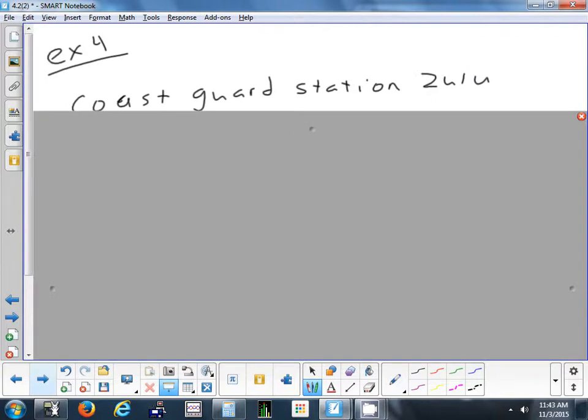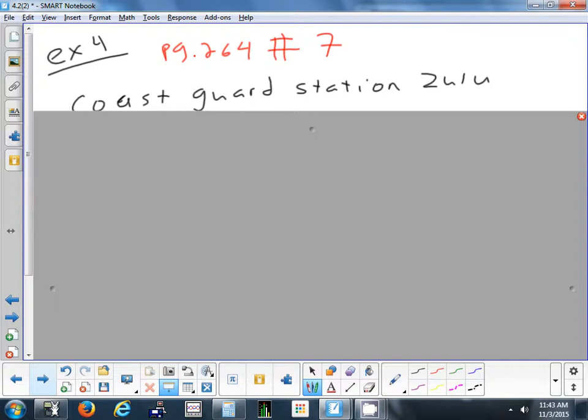Okay, last problem is about Coast Guard stations. This is page 264, number 7. Like the last one, it's a ton of writing. Really, all we want is the diagram. So if you want to copy it down, you can. If not, it's right in your book.